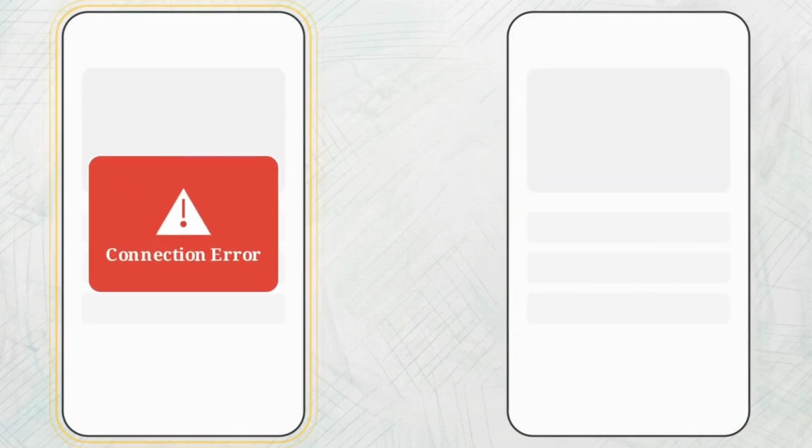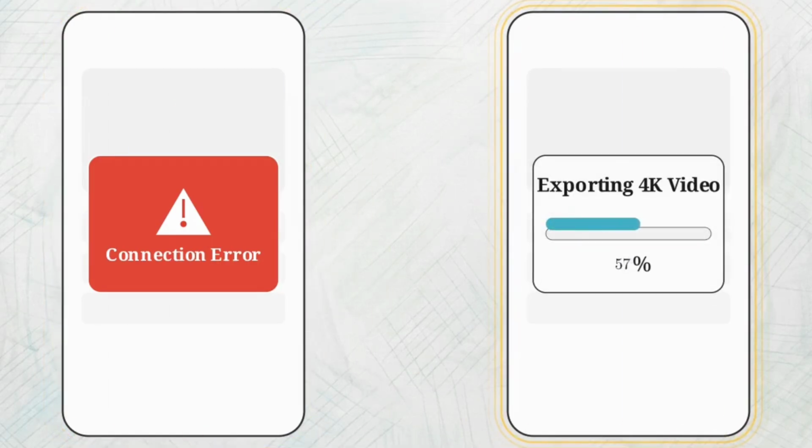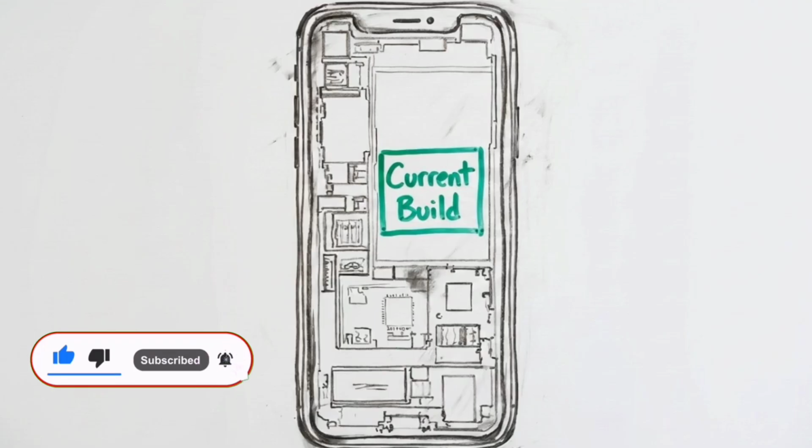Look at the left side of this interface mockup. That red warning box means the software can't reach the server. Now look at the right side, a clean progress bar completing a 4K export. Moving from that error to this performance is a matter of configuring version 18.5.0 correctly.